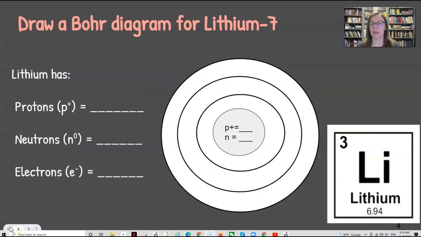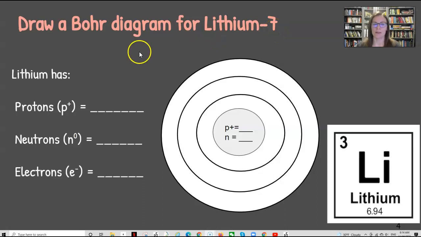All right, so here we have an atom of lithium, and we're going to draw the Bohr model for this. For all of the atoms that we're going to draw off of the periodic table, we're going to use the most common isotope. So down here, lithium we see has an average atomic mass of 6.94, which means the most common isotope is going to be lithium-7. All right, so that is what we're going to draw.